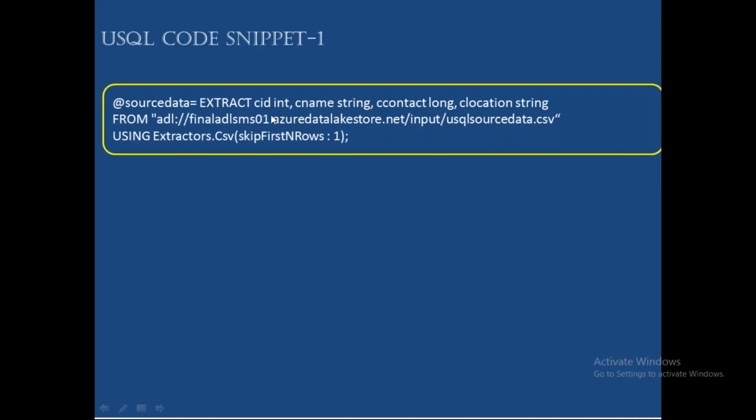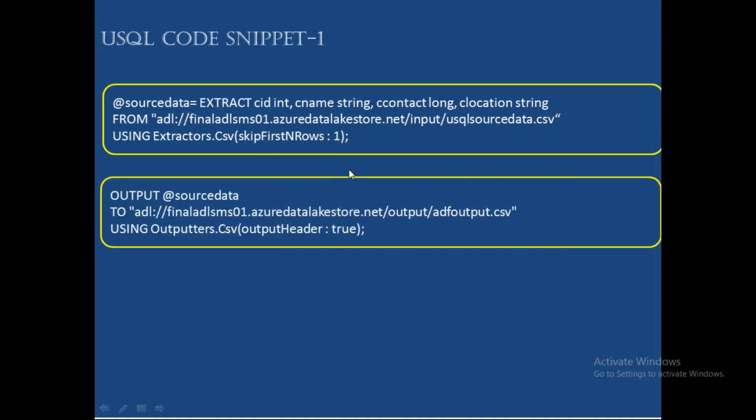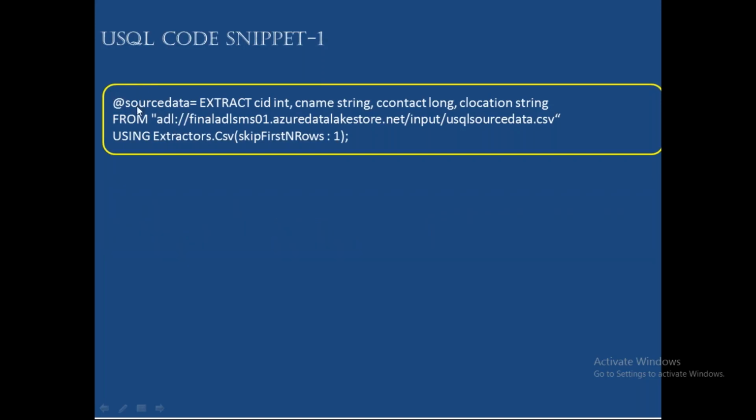You cannot write in your own syntax. This is the syntax for writing U-SQL code. When you are reading the data, you need to mention all the column names. Then you need to say SKIP FIRST n ROWS equal to 1. That's one. Next, now all this data you have assigned to where? @source_data. All this input data is stored in this variable.